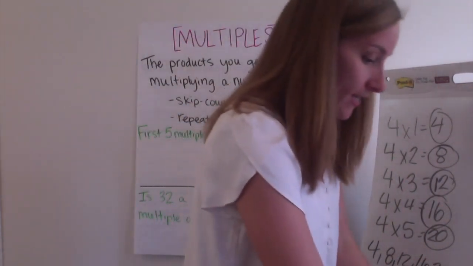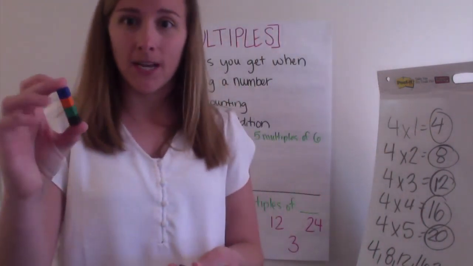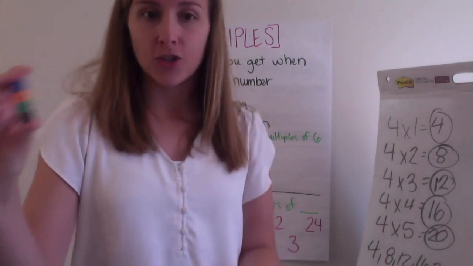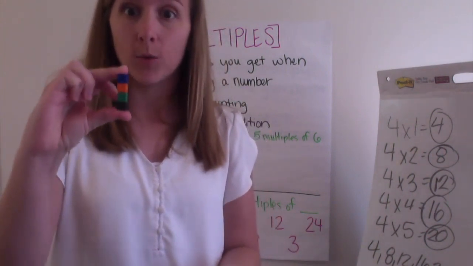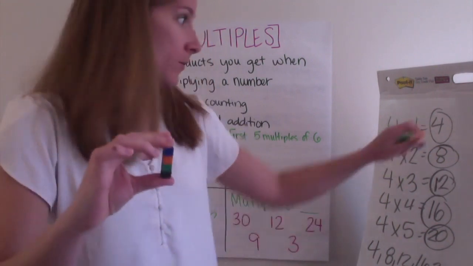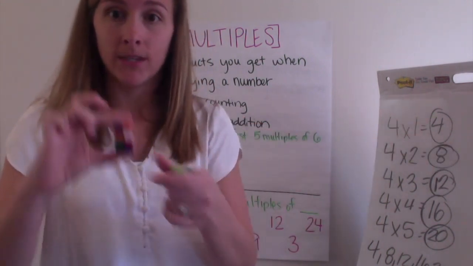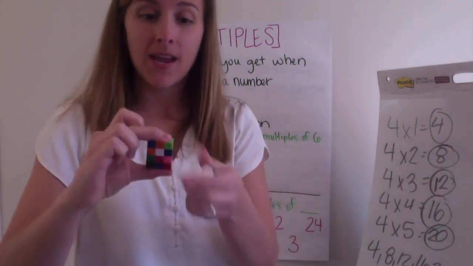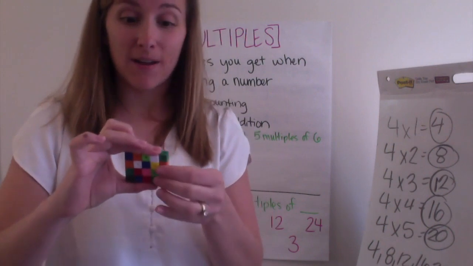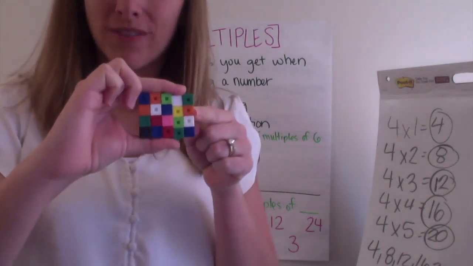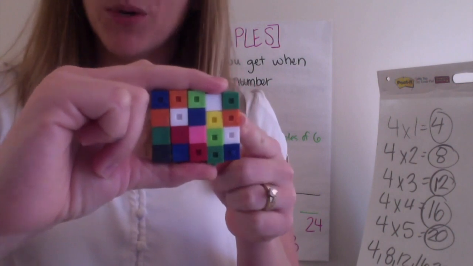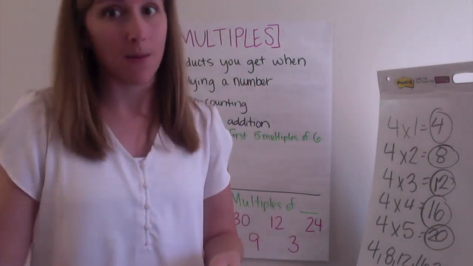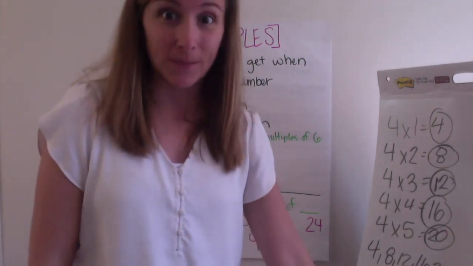Again, that repeated addition. So I've got these really fun cubes that connect. Just to show that repeated addition, this would be 4 one time, which is 4. 4 two times gets you 8. And then 3, 4, and then 5 times. If I had the number 4 five times, that's going to get you 20. So that really represents those multiples. All you're doing is skip counting, that repeated addition.